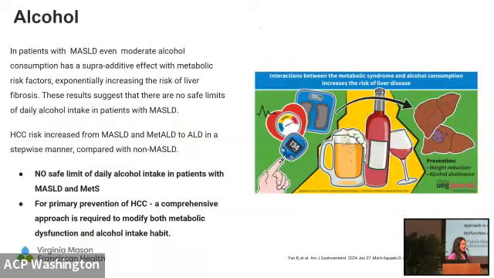Alcohol. Most of my patients say, how much can I drink? And my quick answer is nothing, right? Because we know that metabolic syndrome and alcohol together exponentially increases their risk of fibrosis. And furthermore, we also know that patients who have metabolic syndrome and alcohol, their risk for HCC also increases. So really, there is no safe limit of alcohol in patients with MASLD.